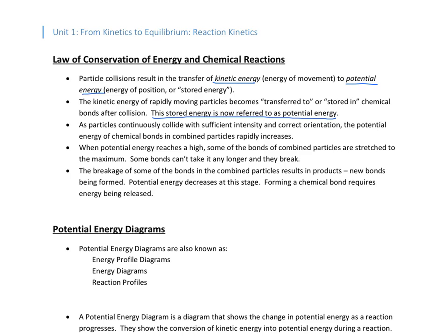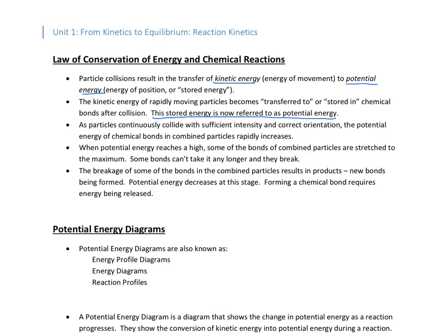Since there will be a difference in the energy, that energy must be dispersed between the two cars, and therefore you will see damage. As particles continuously collide with sufficient intensity and correct orientation, the potential energy of chemical bonds rapidly increases. When the potential energy reaches an all-time high, some of the bonds are stretched to the maximum that they can be stretched. Since they can't take it any longer, they will break.